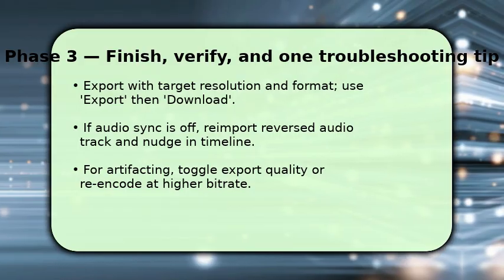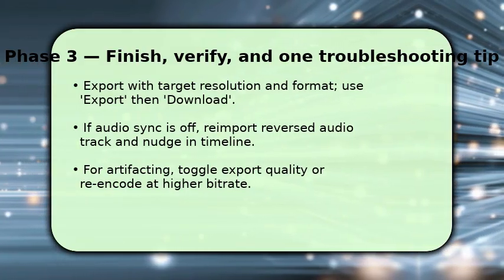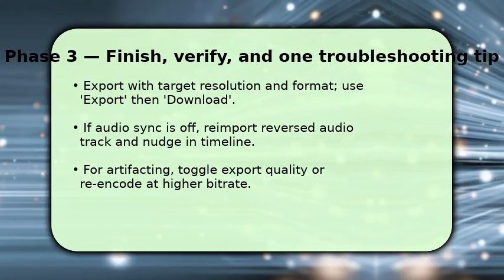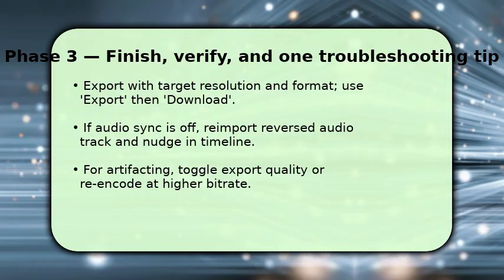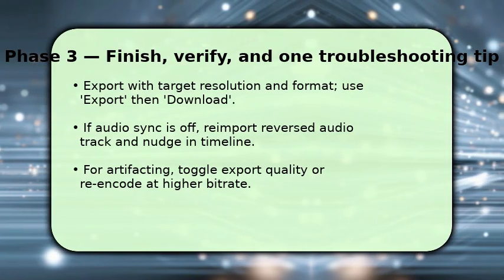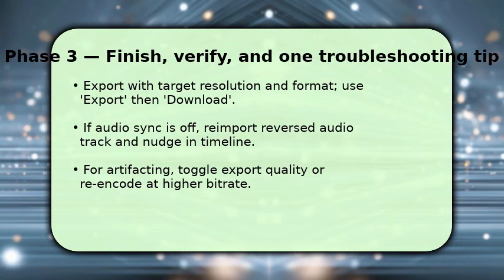If something looks off, try this. If audio timing is wrong, mute the original and import the reversed audio, then nudge it frame by frame until it lines up. If you see visual artifacts or stutter, re-export at a higher bitrate or re-upload the source and repeat the reverse step. Often a fresh encode fixes those glitches.